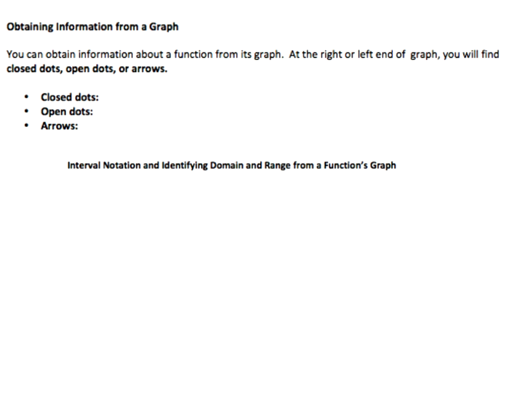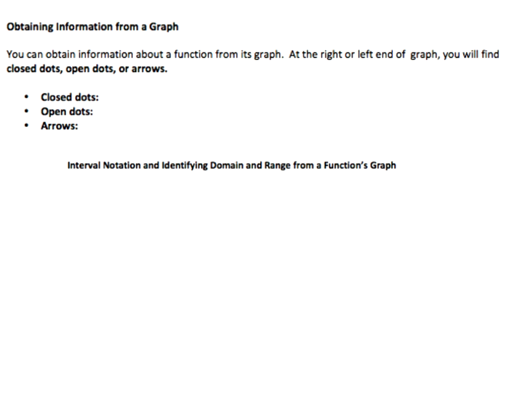Obtaining information from a graph. You can obtain information about a function from its graph. At the right or left end of the graph, you will find either closed dots, open dots, or arrows. And actually, you can find open dots inside the function. It doesn't have to be on the ends of a function. So let me just tell you what these mean.